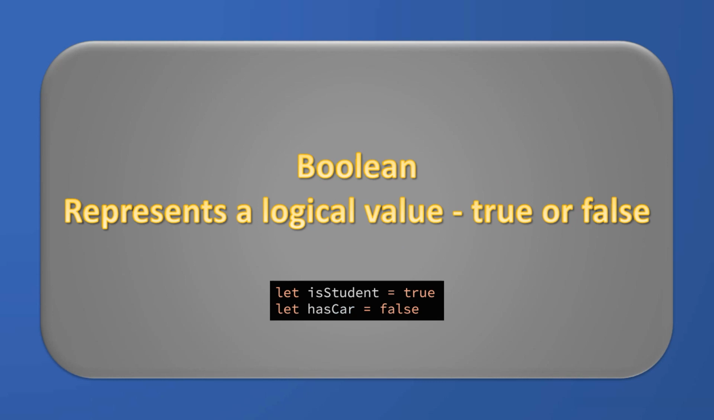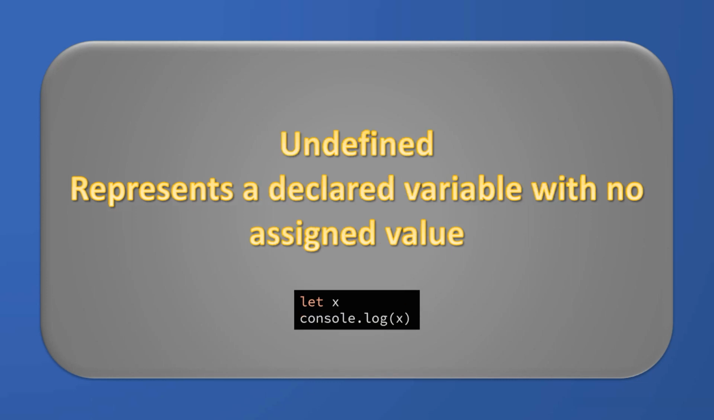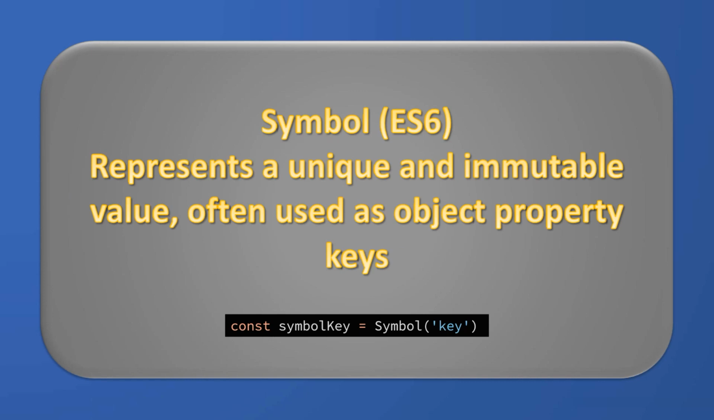Boolean represents a logical value, true or false. Null represents intentional absence of any value. Undefined represents a declared variable with no assigned value. Symbol, introduced in ECMAScript 6, represents a unique and immutable value often used as an object property key.